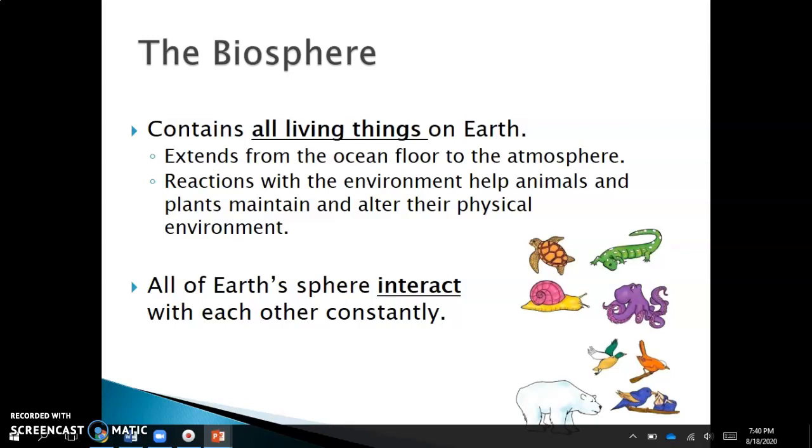So when I say biosphere, what I mean is the entire planet. Okay, so our biosphere is planet Earth. It's the geosphere, the hydrosphere, the atmosphere, all the spheres coming together, working together, create our one biosphere, which we call home.